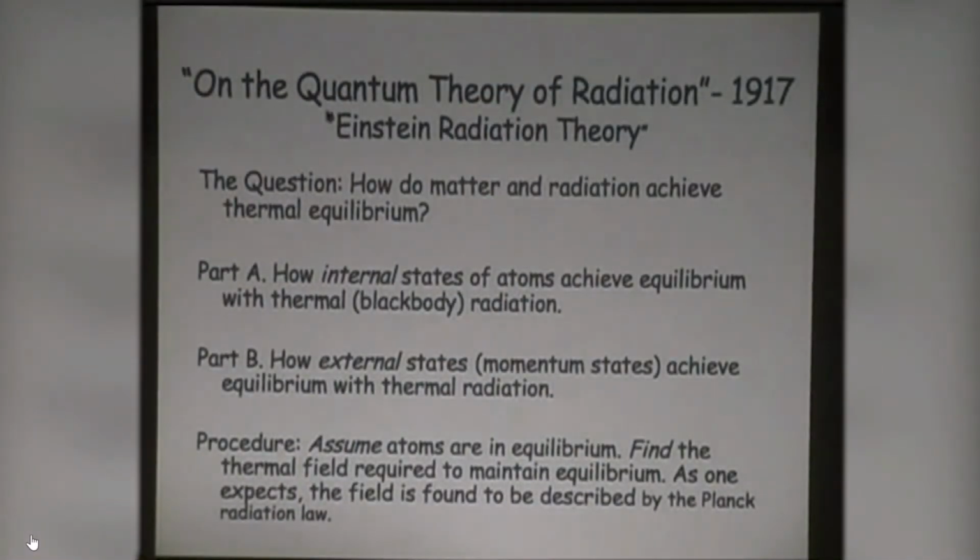What he did was rather, well, the whole paper was rather novel, but I would not have thought of doing it this way. What he did was to assume that the atoms are in thermal equilibrium, and then find out what thermal field is needed to maintain the equilibrium. And what you find is that if the atoms are in thermal equilibrium, the radiation field has to be the Planck field.